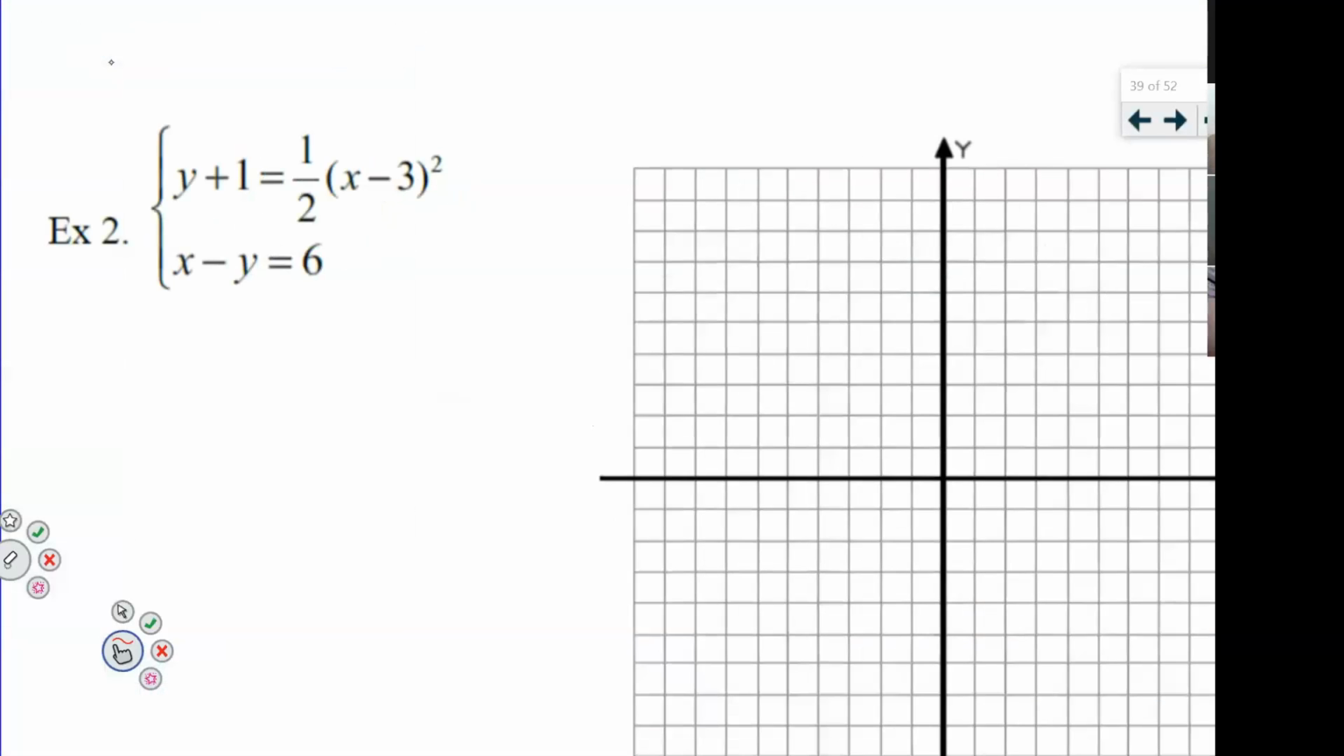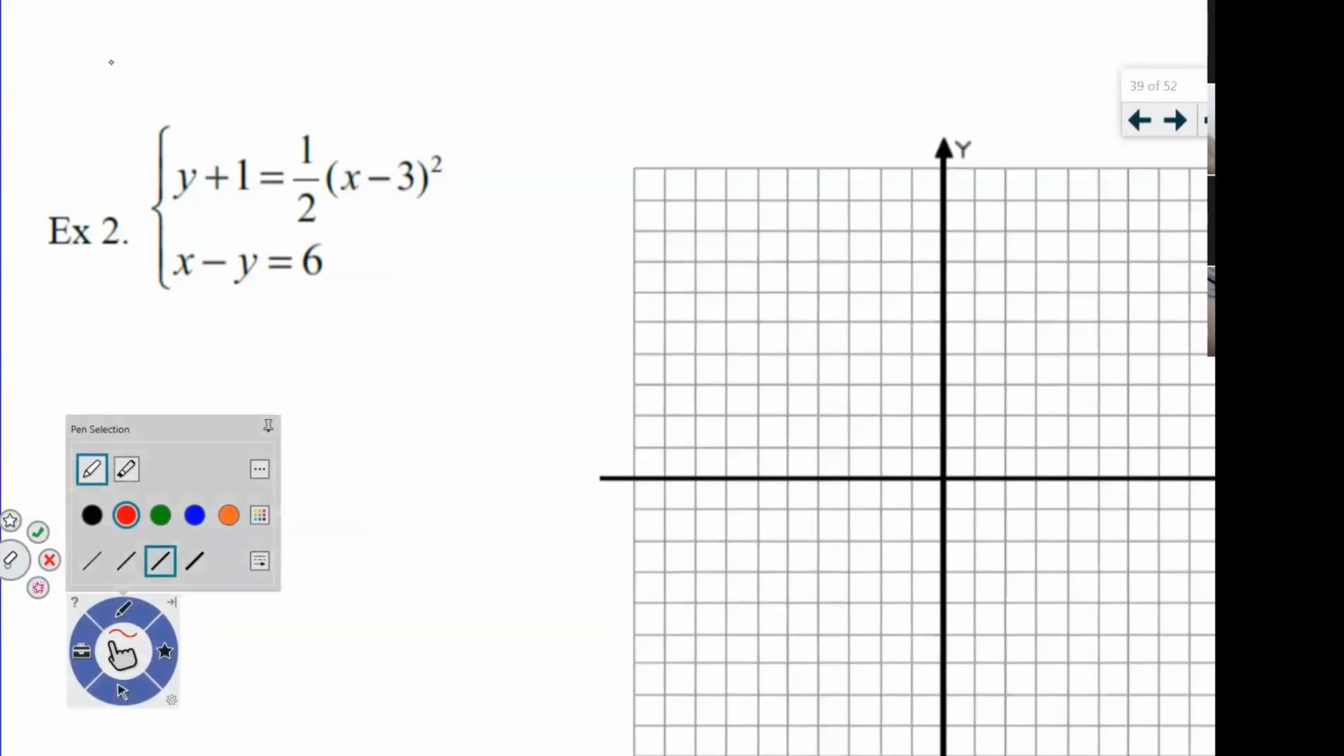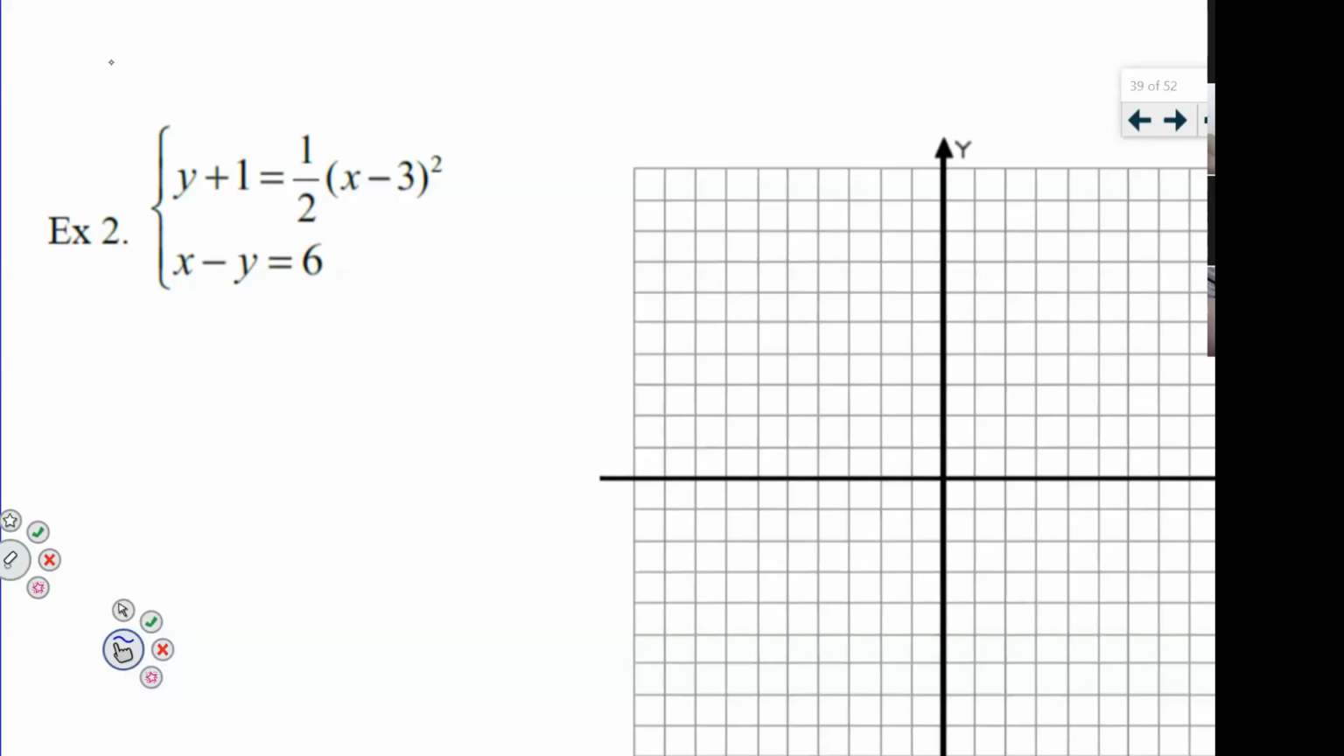So for example 2, we have another parabola and a line. Y'all, let's look at the bottom equation. And I want to know if your Algebra 1 teacher taught you the cover-up method to graph. Anybody remember the cover-up method? So listen, the cover-up method is super easy. What we're going to do is find the x-intercepts. And when we find the x-intercepts, we are literally just going to cover one of these up.